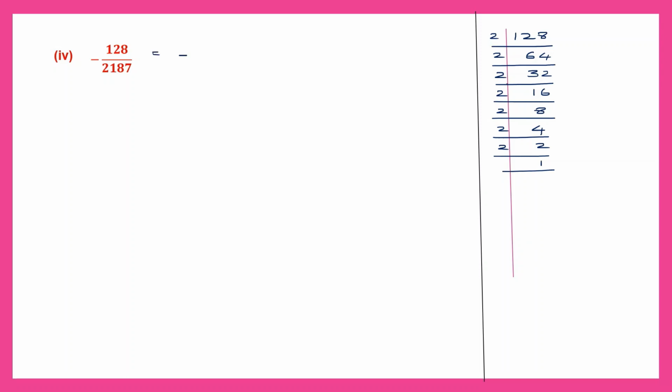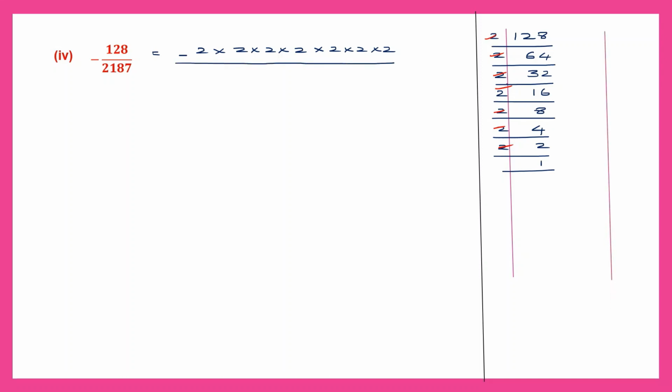Let's put a minus there. Let's count the number of 2's here. So 1, 2, 3, 4, 5, 6, 7 2's. So let's write that. 2 into 2 into 2 into 2, 4. We've got 3 more. 5, 6 and 7. And now we're going to find the prime factors of 2187. So let's do that.